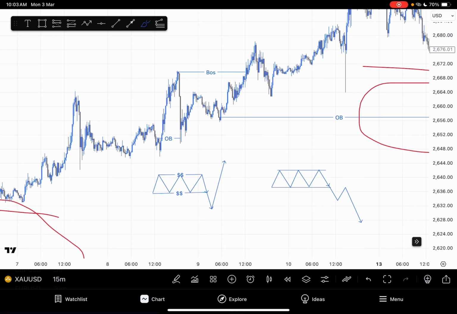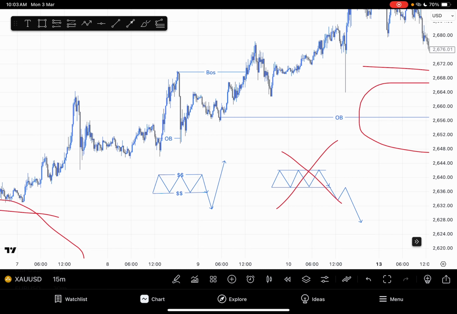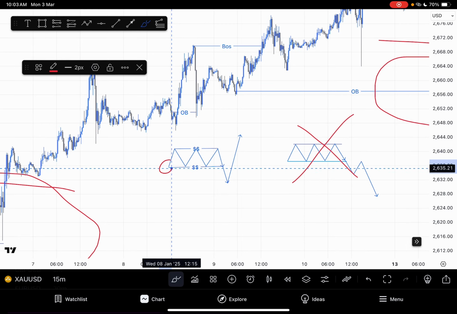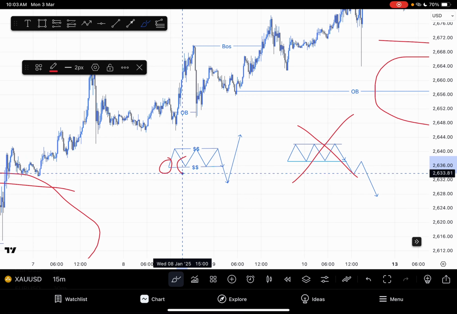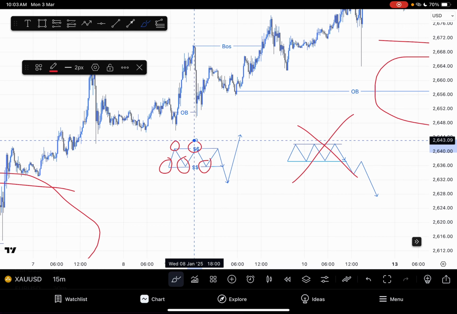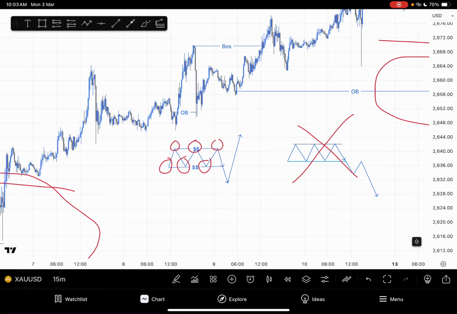But this is totally wrong, especially when you don't understand liquidity. Once you see liquidity at this point, and at this point, and also here, and you see liquidity at that previous high, what you should watch out for is for price to either take out the sell side liquidity or the buy side liquidity.